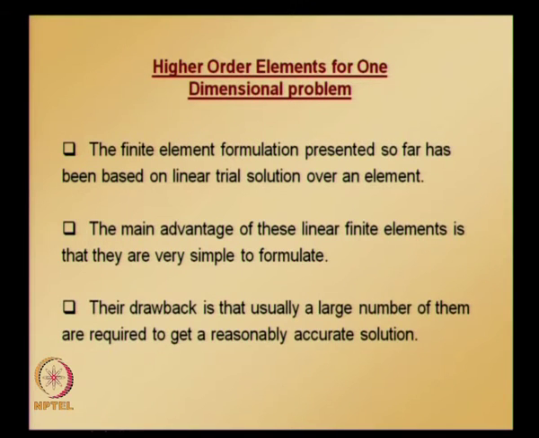Their drawback is that usually a large number of linear elements are required to get a reasonably accurate solution. One way of improving the solution, which you have seen in the last lecture for the column buckling problem, is to use more linear elements, but as you increase the number of elements the equation system also increases, because we will have more nodes. So another way of improving the solution is to go for higher order elements. That is what we will be doing in this class.